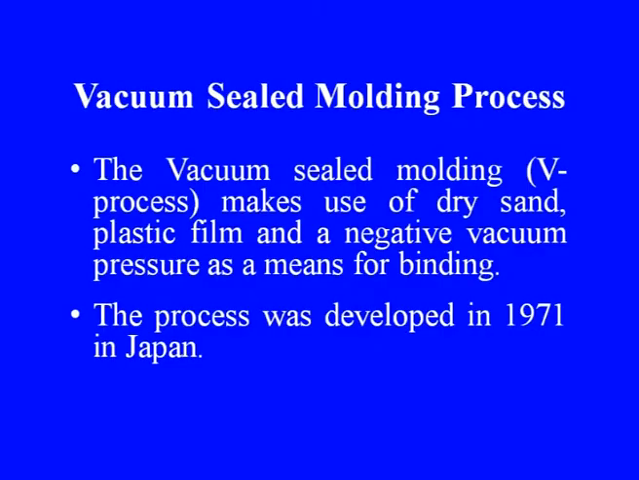Another process in this category was developed. The next process that we are going to discuss is vacuum sealed molding process. The vacuum sealed molding process, also known as V process, makes use of dry sand, plastic film, and a negative vacuum pressure as a means for binding.